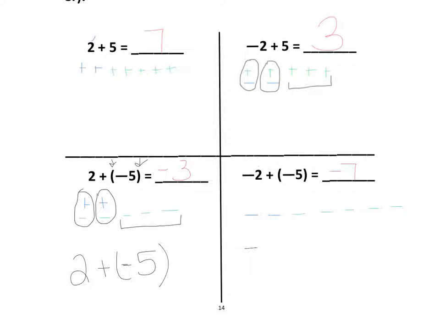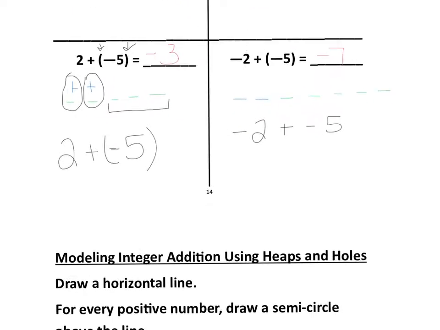Once again, the reason for the parentheses is not to tell us to do order of operations. It's because without them, negative 2 plus negative 5 looks really funny and it's hard for us to kind of wrap our brains around it. Now let's take a look at the next modeling method.